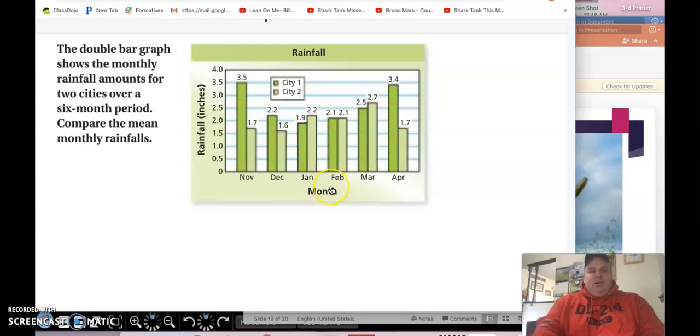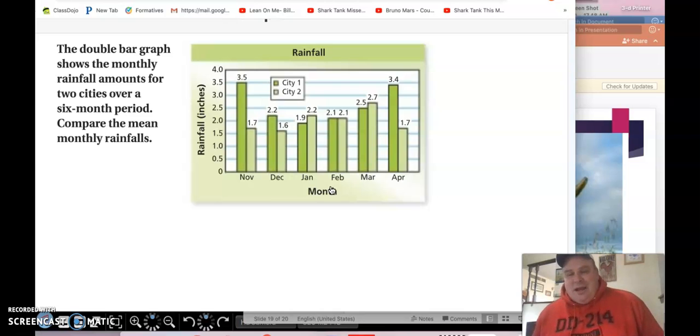Welcome back. The next thing we're going to do is look at a graph, and we are going to be able to answer some questions about it. This double bar graph shows the monthly rainfall amounts for 2 cities over a 6-month period. Compare the mean monthly rainfalls.